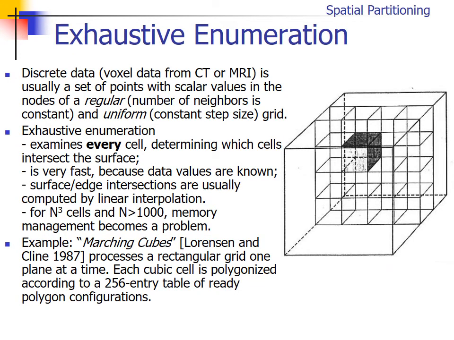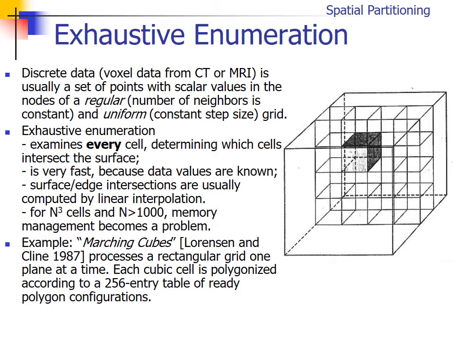The simple way of isosurface polygonization can be performed using exhaustive enumeration. Discrete data, voxel data from CT or MRI, is usually a set of points with scalar values in the nodes of a regular and uniform grid. Exhaustive enumeration examines every cell, determining which cells intersect the surface. This method is fast because data values are known. Intersections of the surface with edges are usually computed by linear interpolation.